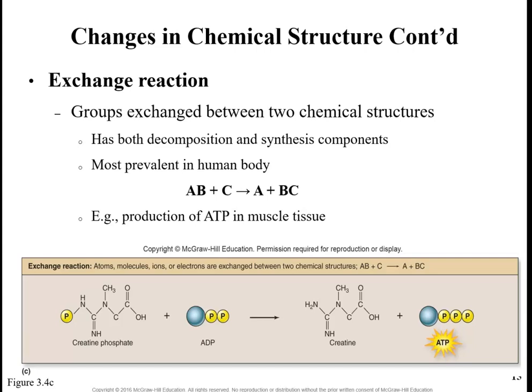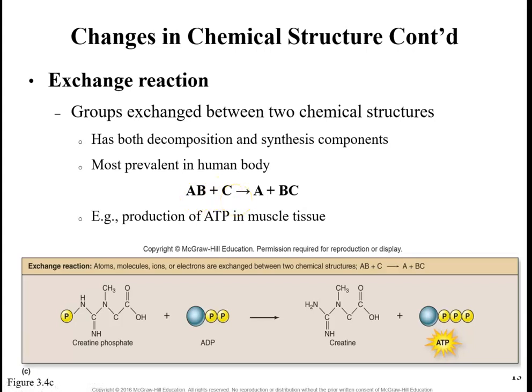Finally, we'll talk about an exchange reaction. This is the most prevalent chemical reaction in the human body. And this is where groups are exchanged between 2 chemical structures. It has both decomposition and synthesis components. So here you see AB plus C goes to A plus BC. B has been exchanged between A and C.